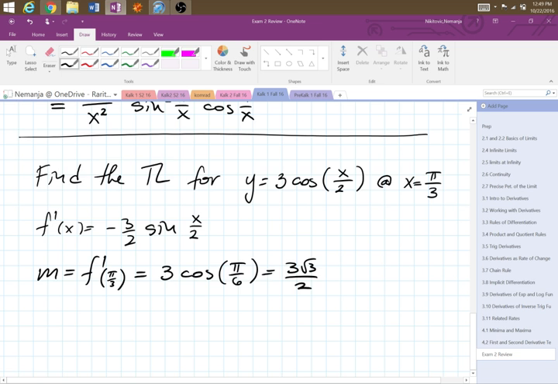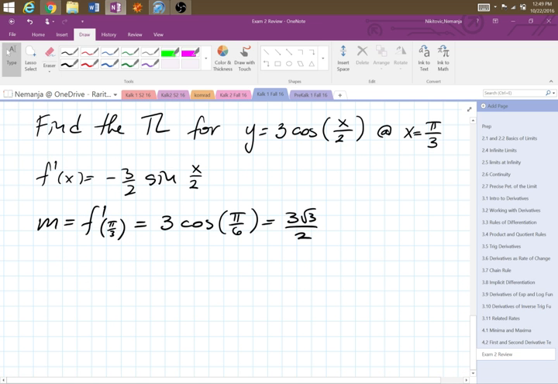And now we have the slope. Well, we also need the y value, which is f, the original function, computed at pi over 3, which is 3 cosine.